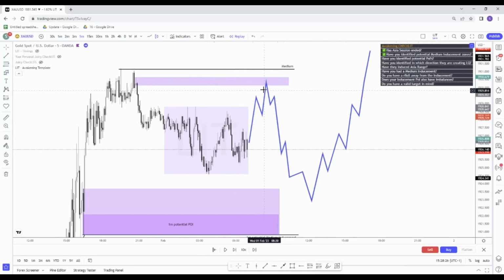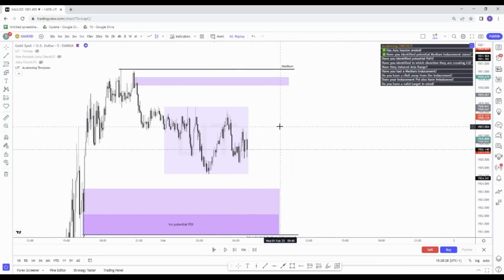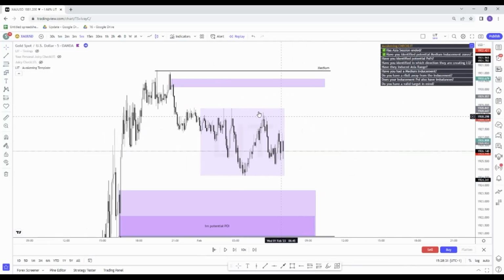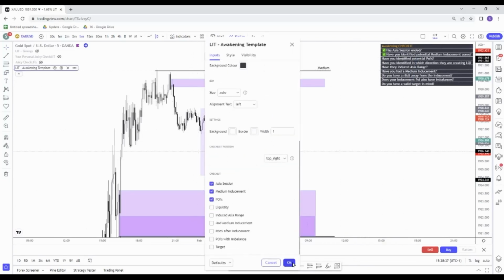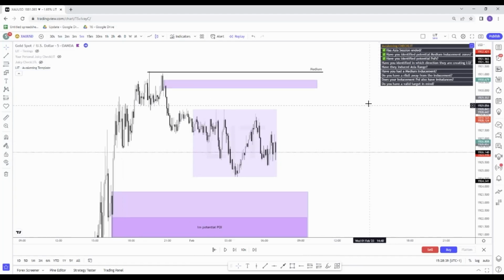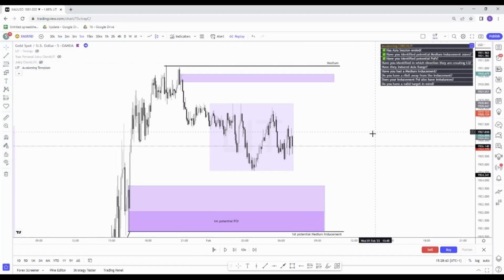So again, we're not having a specific bias. We are open. There is liquidity to both sides. I will get onto that once I've taken POIs. So the next question is liquidity. Have you identified in which direction they are creating liquidity?